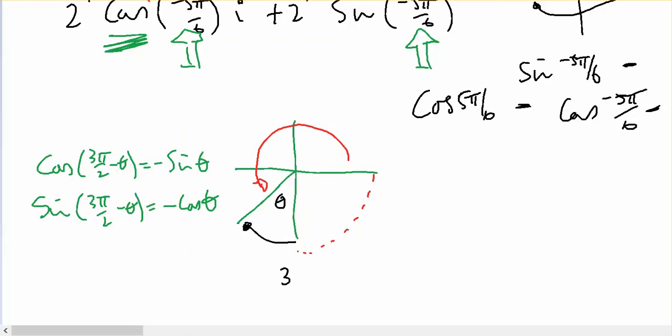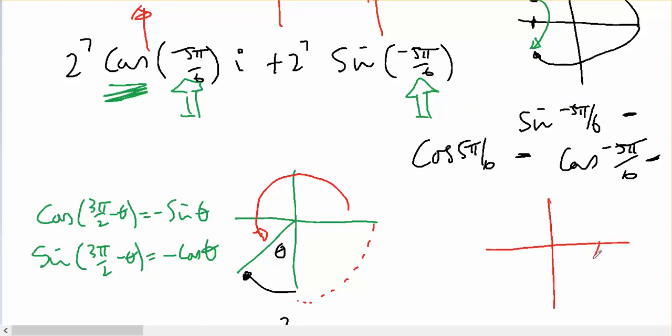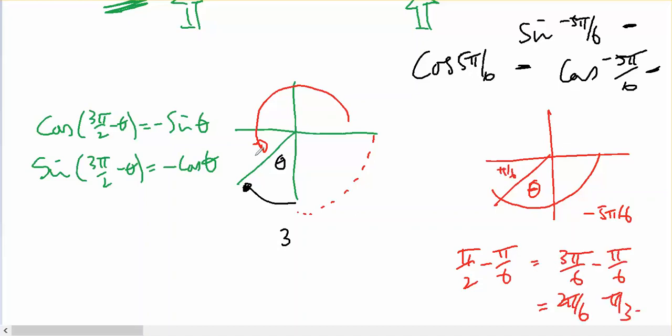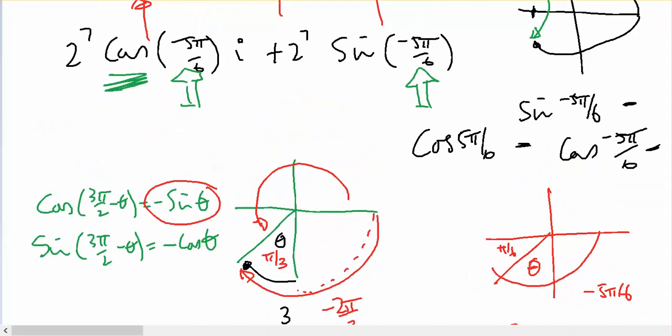But this is my theta. So if I've got the angle which is minus 5 pi on 6, I'm interested in this being theta. And that should be pi on 2 minus pi on 6, because this is pi on 3. So that's going to be pi on 3. Therefore, this angle here is minus 2 pi on 3. So that is correct. However, I want positives, so that's going to equal the sine of negative 2 pi on 3.